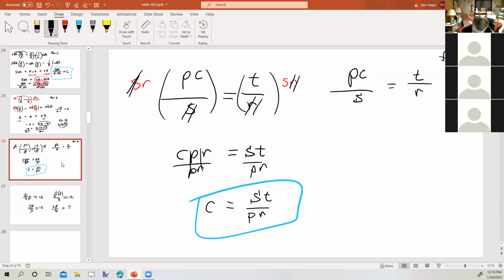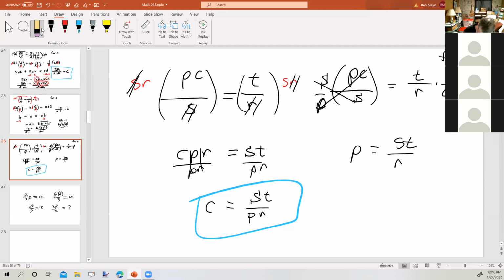Ah. What's the coefficient of P? C over S. Okay, so that's a fraction, right? C over S. So let's multiply both sides by the reciprocal. And what do we get? Whoops. All right, what did I do here? Oh, this is supposed to be a P. I went too fast. My bad.